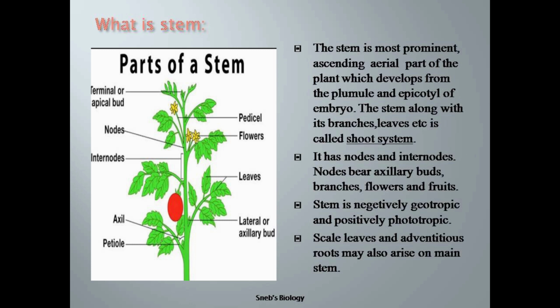Scaly leaves and adventitious roots may also arise on the main stem. Axillary buds are present at the axil of the leaf, that means between the upper surface of the leaf and the stem. The scaly leaves are modified leaves. So these are the characteristic features of the stem.